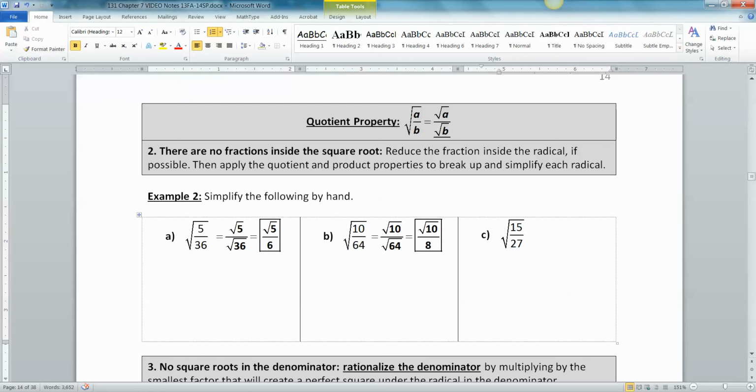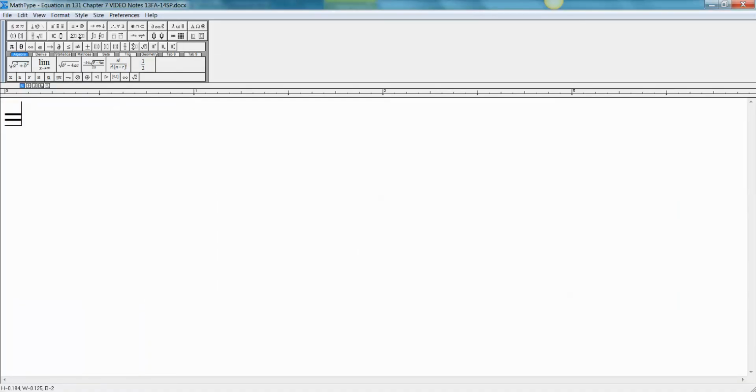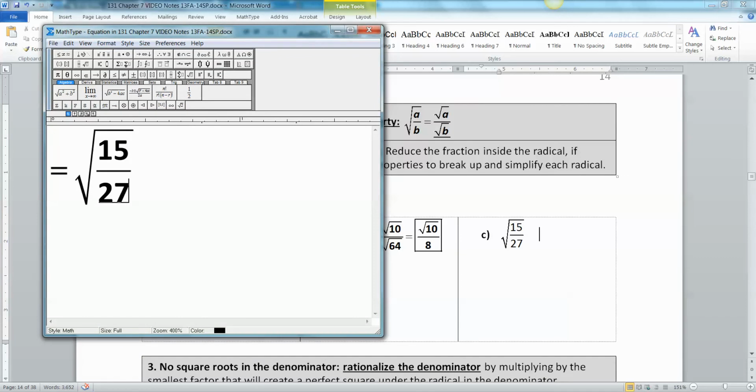You just have to leave it like that. All right, now this one, 15 and 27, I want to break down just a little bit here. It was the square root of 15 over 27. Now 15 is 3 times 5, and 27 is 3 times 9. So the 3's are going to cancel. Not cancel, divide. That's what I mean. So they divide and leave you 5 over 9.